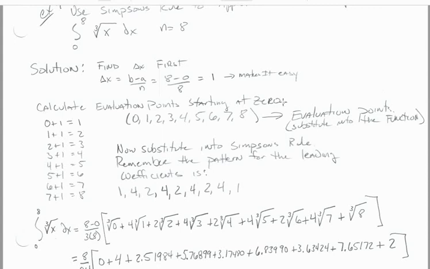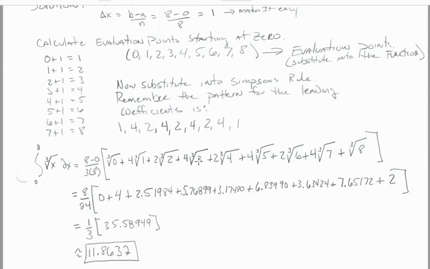So we have to calculate the points we're going to start at. We start at 0 plus 1, so we're going to evaluate at 1. Then we go 1 plus 1, which is 2. 2 plus 1, which is 3. 3 plus 1, which is 4. So on and so forth. 7 plus 1, which is 8. So we have to end at 8. We have to start at 0. So we're going to evaluate 0, 1, 2, 3, 4, 5, 6, 7, and 8. Those are what we're going to substitute into this function here that's the cube root of x.